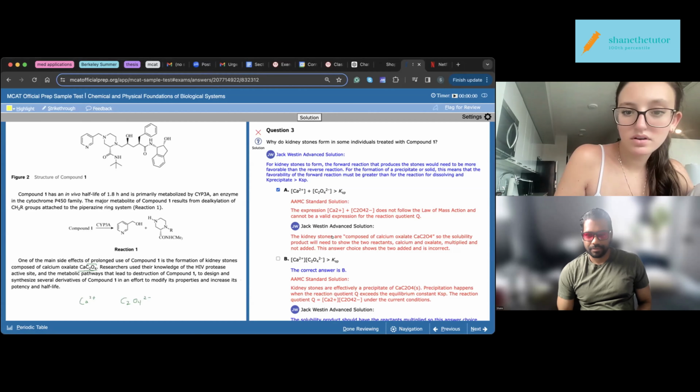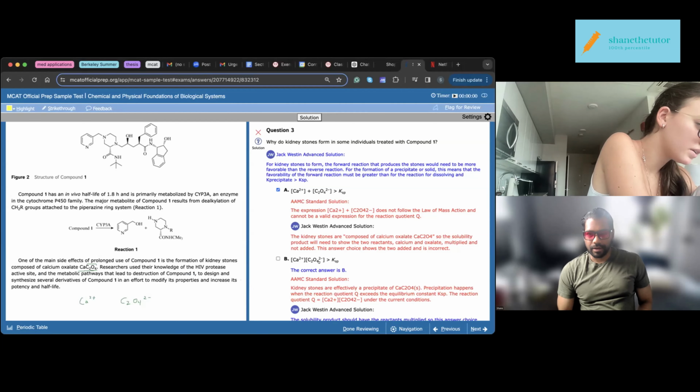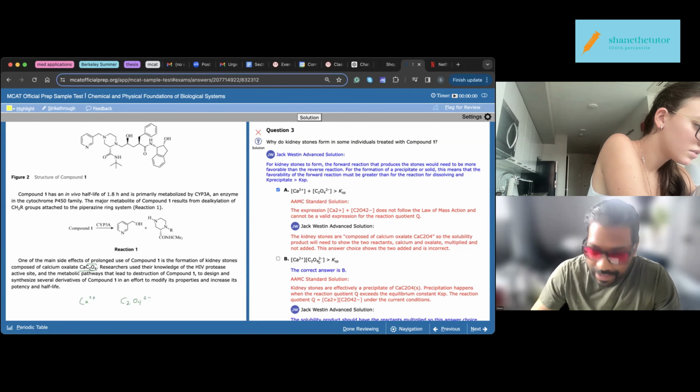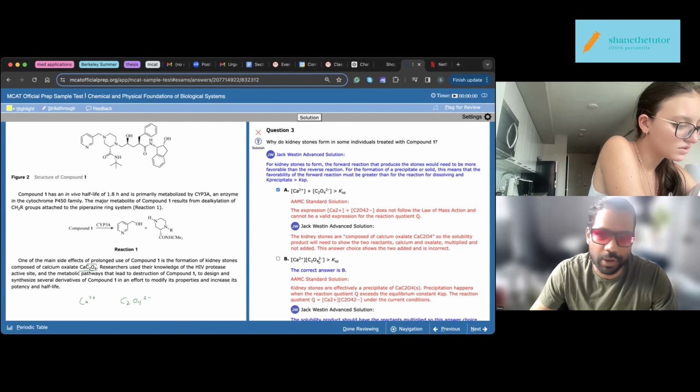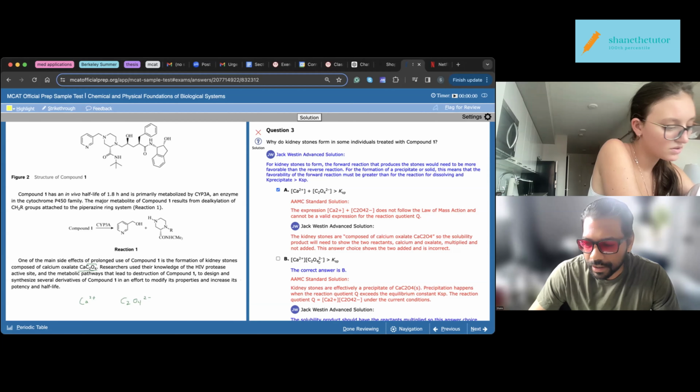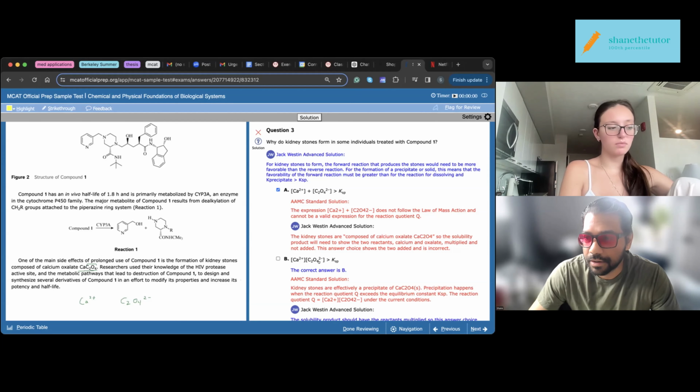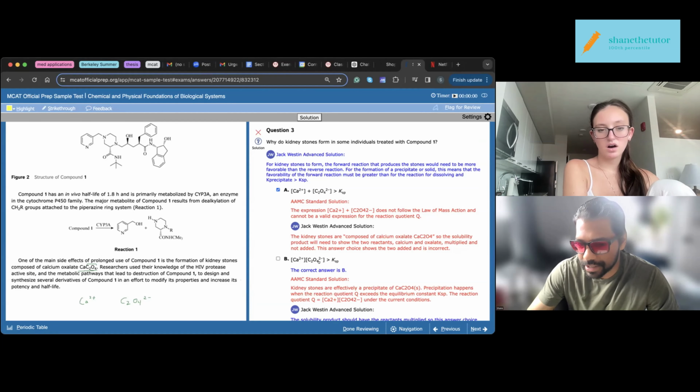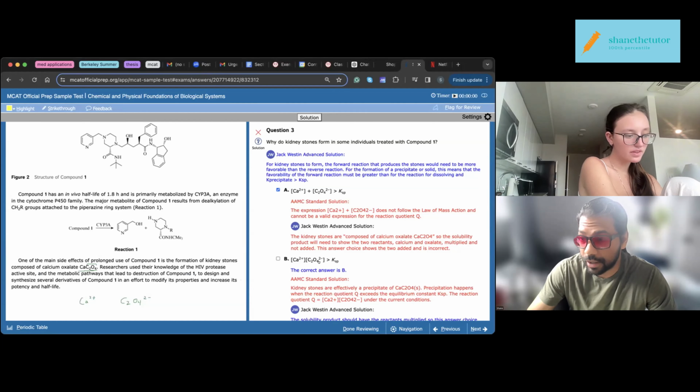Wait, Q is greater than KSP? It was always greater than KSP? No. So Q could be less than KSP, it could be equal to KSP, it could be greater than KSP, right? But for it to be soluble... So KSP is the max amount for it to be soluble. Therefore, if Q is larger than KSP, it will cease to be soluble.